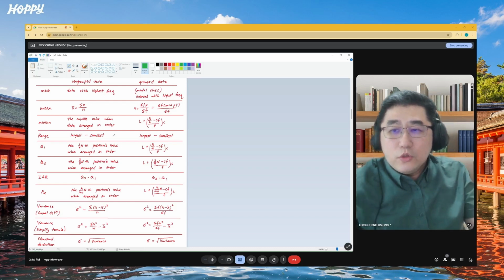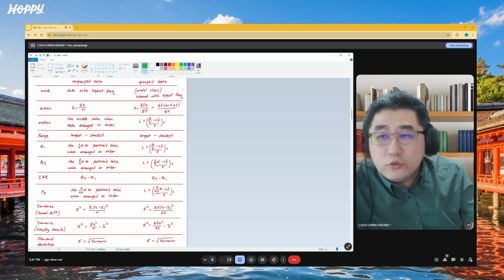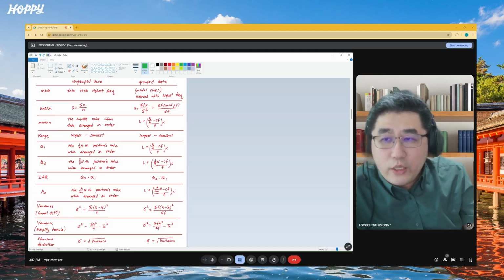Although you have everything here, you also need to know the different way to do it when you're dealing with ungrouped data or grouped data.